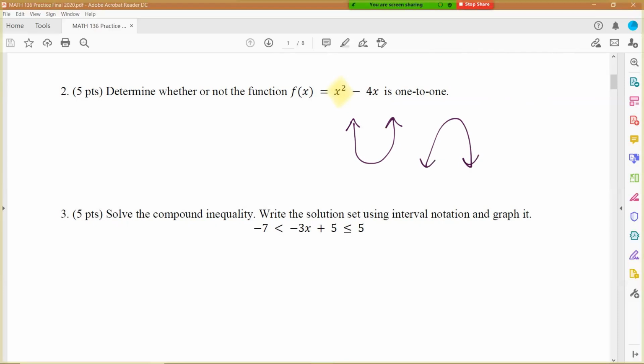I want to know if this is 1-to-1, which means I need to take the horizontal line test. If I draw a horizontal line on either one of these graphs, does it pass that test? Does it touch my graph more than once? Yeah, it's crossing twice, so this is not 1-to-1.